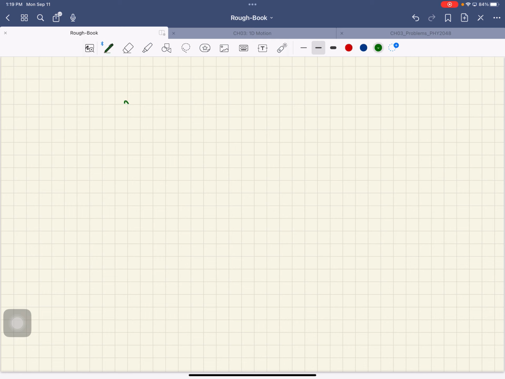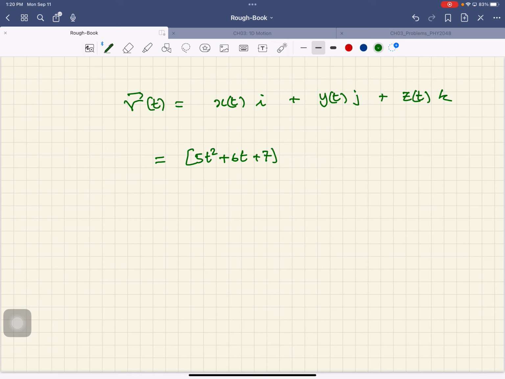So what does describing motion mean? We want to give you the position as a function of time. This is equal to x(t) i plus y(t) j plus z(t) k. This is the x coordinate as a function of time, this is the y coordinate of your plane, this is the z coordinate. Let's make up some functions. So I'm going to do 5t squared plus 6t plus 7. Do you understand this? We're going to do instantaneous velocity, and I'm going to do it in 3 dimensions.